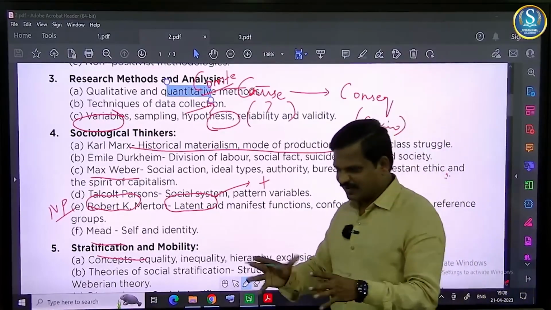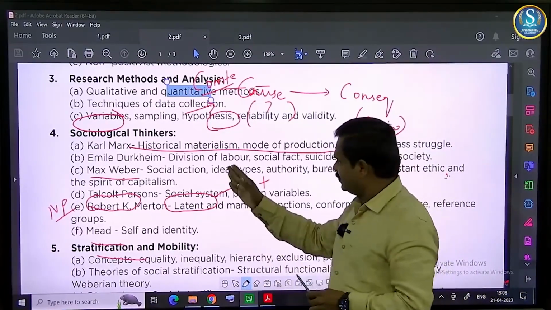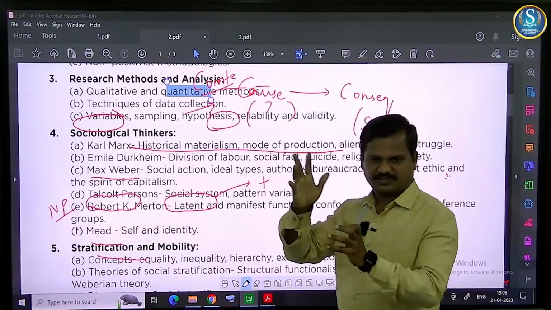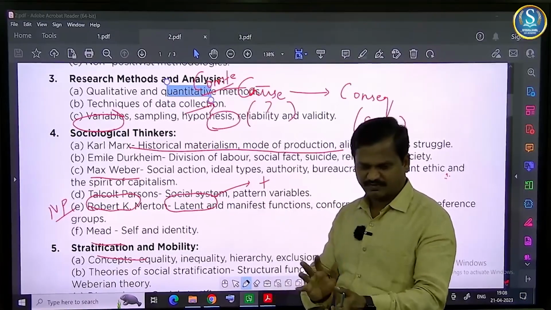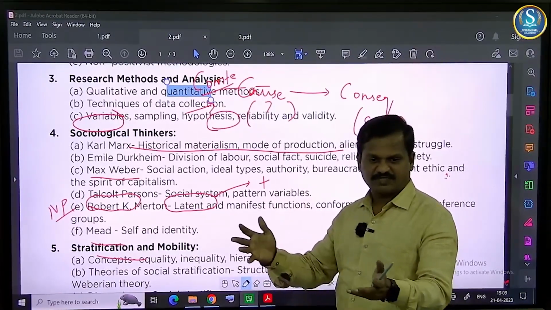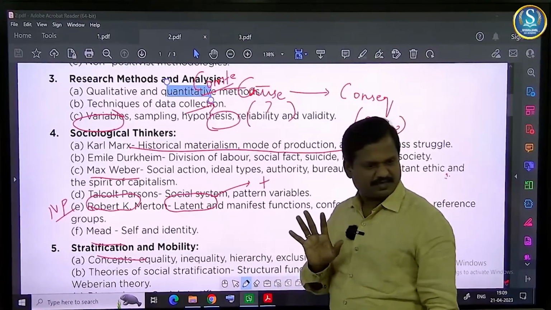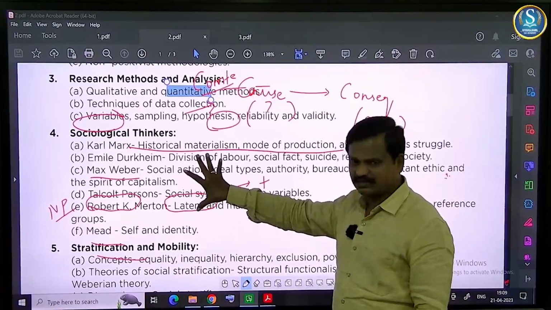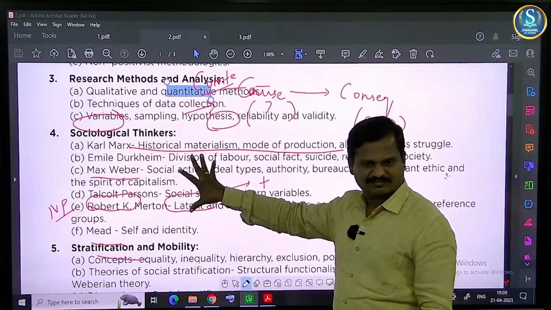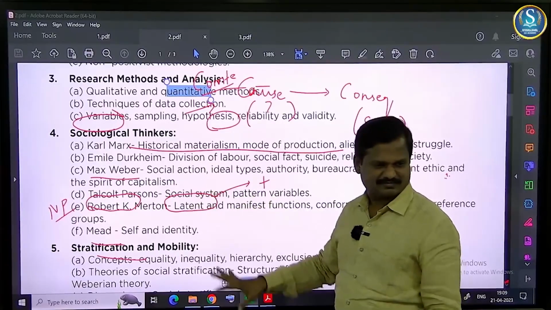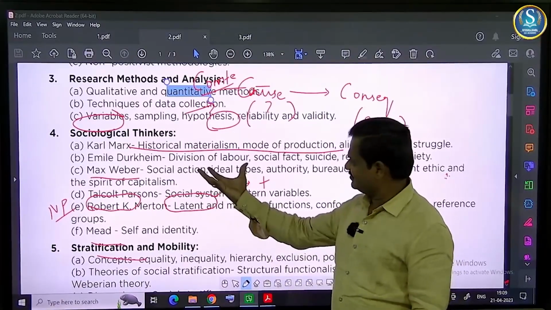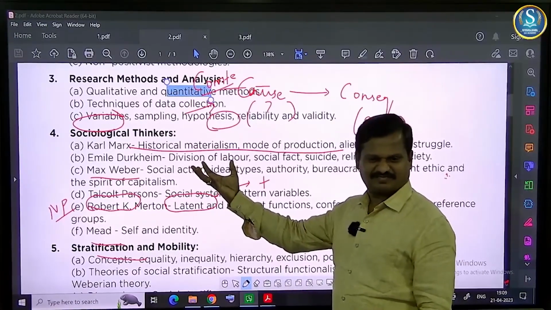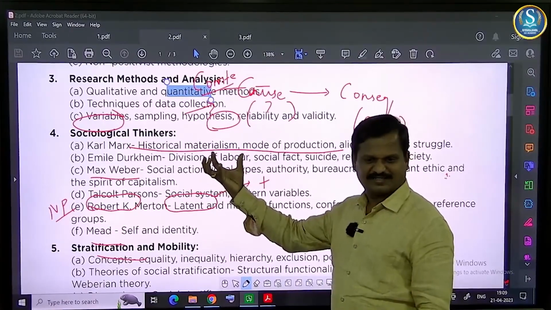Suppose you have a question for which you don't have an answer, you use the thinkers portion: from Marxian perspective, from Durkheimian perspective, from Parsonian perspective, from Merton's perspective, from Mead's perspective, from Weber's perspective. 6-7 paragraphs will be there. So, this is like the A plus B whole square formula. Apply that formula to write an answer for any question. The heart and soul of sociology lies in the fourth unit.